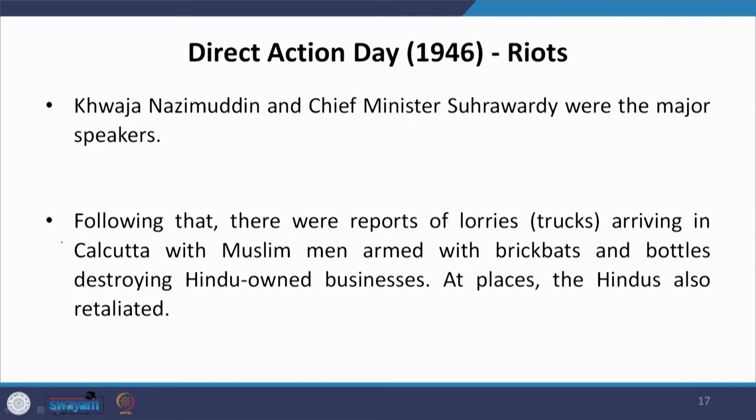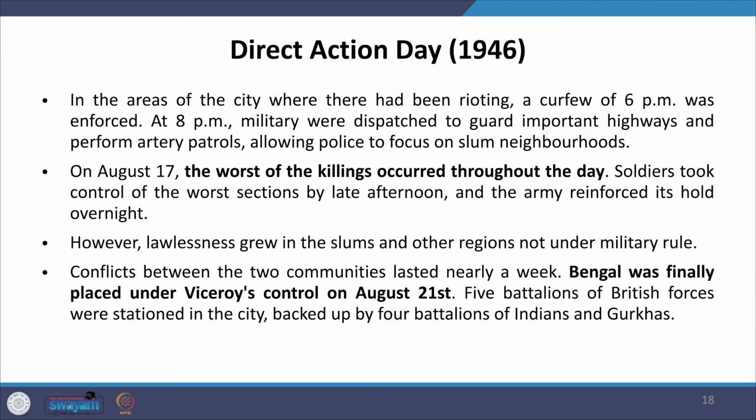So, following the speech, there were reports of trucks arriving in Calcutta with Muslim men armed with brickbats and with bottles, and they destroyed Hindu owned businesses. At places, the Hindus as well as a small section of Sikhs that reside in Calcutta also retaliated. In the areas of the city where there had been rioting, a curfew of 6 p.m. was enforced. By 8 p.m. military were dispatched to guard important highways and to perform artillery patrols, allowing police to focus on slum neighborhoods.